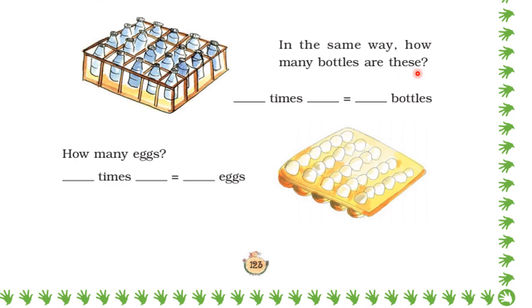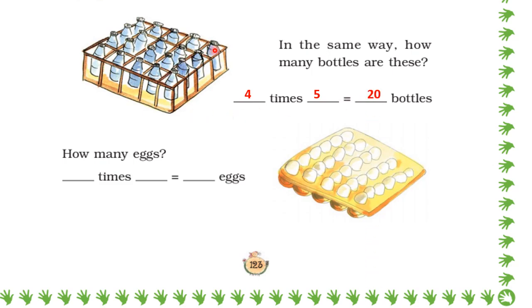So let us see first of all. See, how many bottles are there? 1, 2, 3 and 4. This is called a row. Okay. So 4 times, how many bottles are there? 1, 2, 3, 4 and 5. So 4 times 5 is equal to how many bottles? 4 5s are 20. Okay.